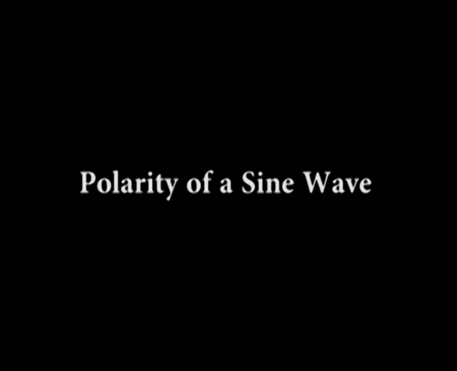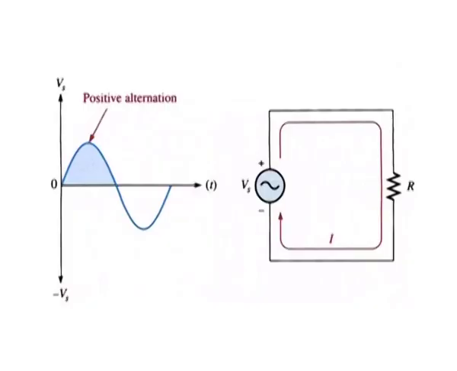Polarity of a sine wave. As just discussed, a sine wave changes polarity at its 0 value, that is, it alternates between positive and negative values. As shown in this figure, when a sinusoidal voltage source Vs is applied to a resistive circuit, an alternating sinusoidal current results.